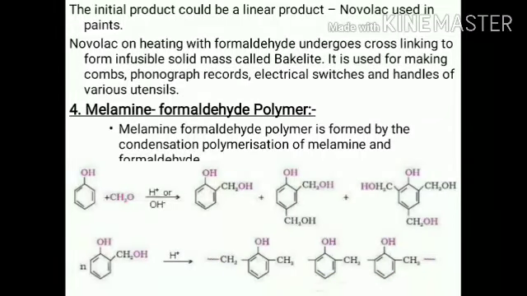Novolac on heating with formaldehyde undergoes cross-linking to form an infusible solid mass called bakelite. It is used for making combs, phonograph records, electrical switches, and handles of utensils. It is very hard, so we use it for switchboards and handles of utensils. Now the next topic is melamine formaldehyde resin.